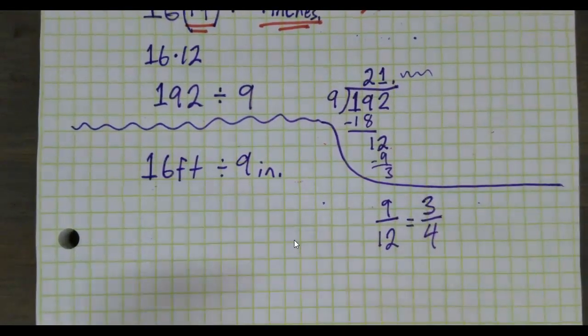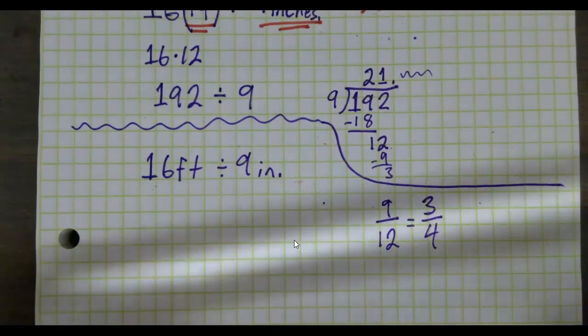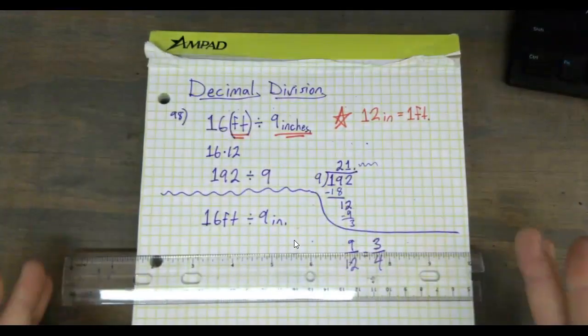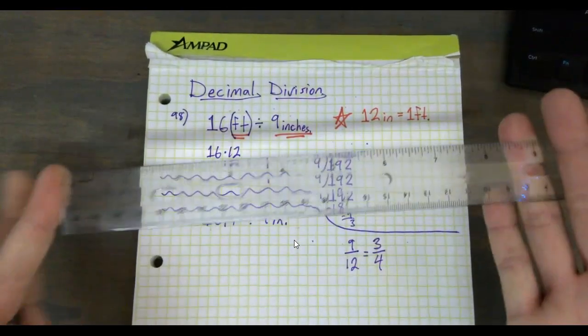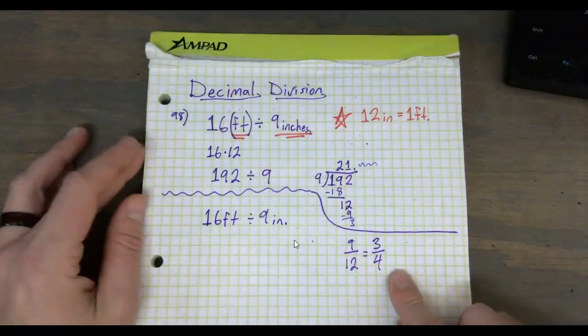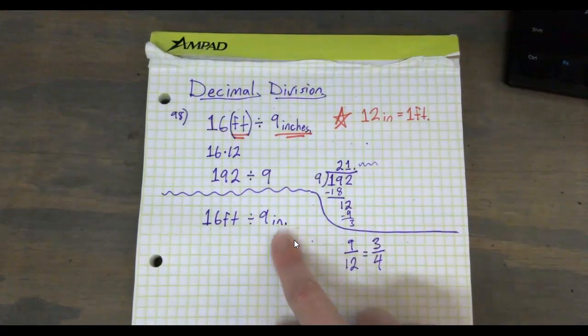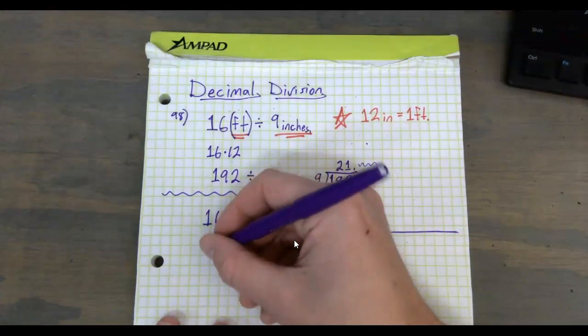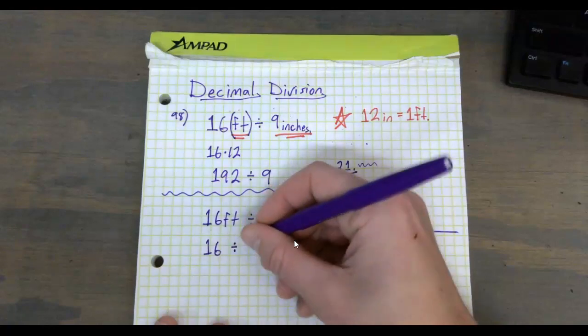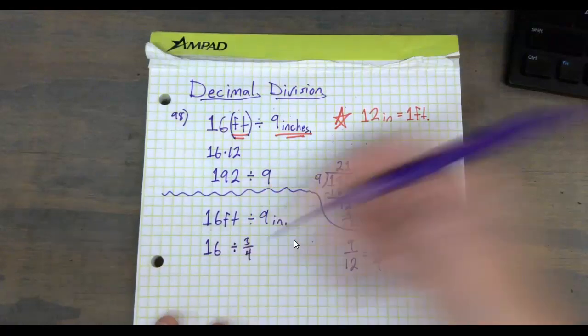So, guys, if you think about 9 inches, I can't even fit it on camera, and my ruler's broken, but 9 inches is 3/4 of a foot. Right, so 9 inches is 3/4 of a foot. So let's replace this, because middle schoolers like to bend things. 16 divided by 3/4.